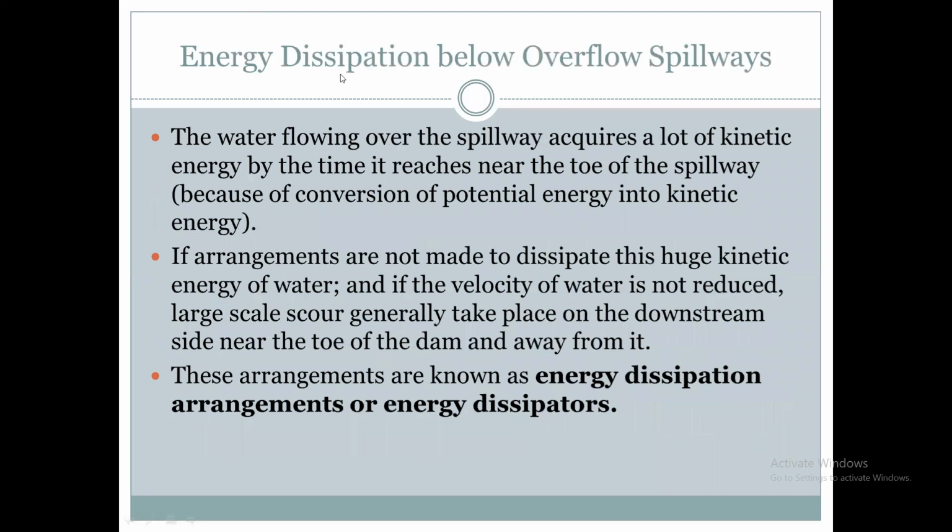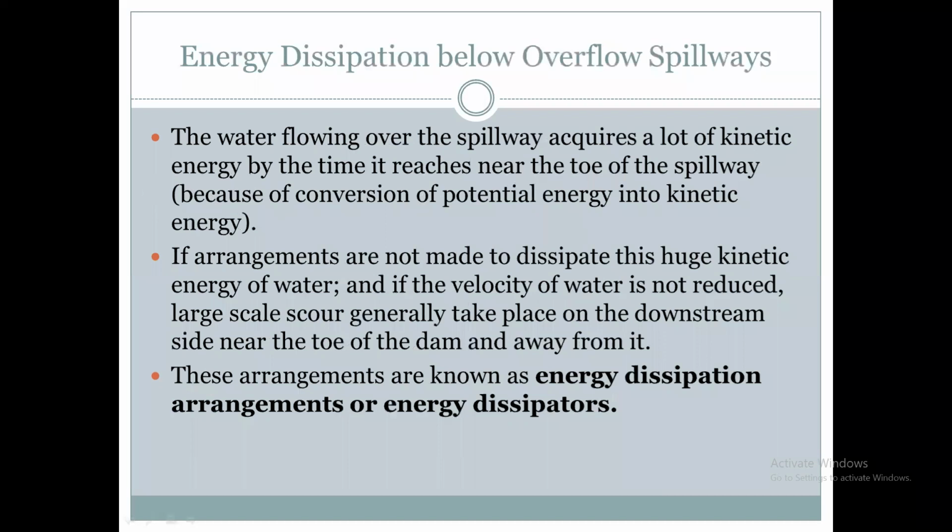After this, the energy dissipation below the overflow spillways. How energy dissipation occurs below the overflow spillways. The water flowing over the spillway acquires a lot of kinetic energy by the time it reaches near the toe of the spillway. As you have seen, when the water level reaches above the normal pool level, it flows over the spillway. So during the flow of water over the spillway, a lot of kinetic energy is created.